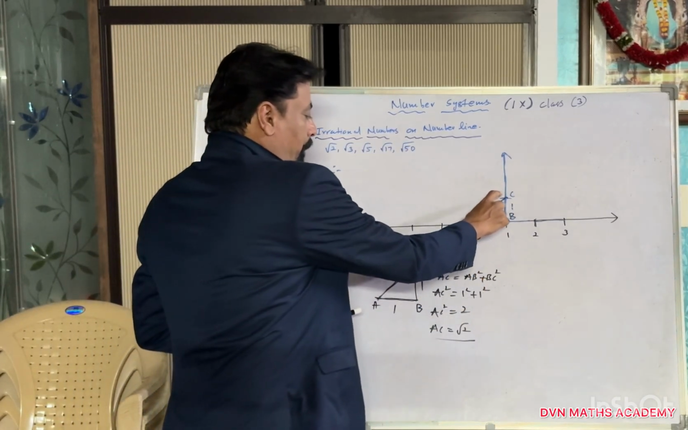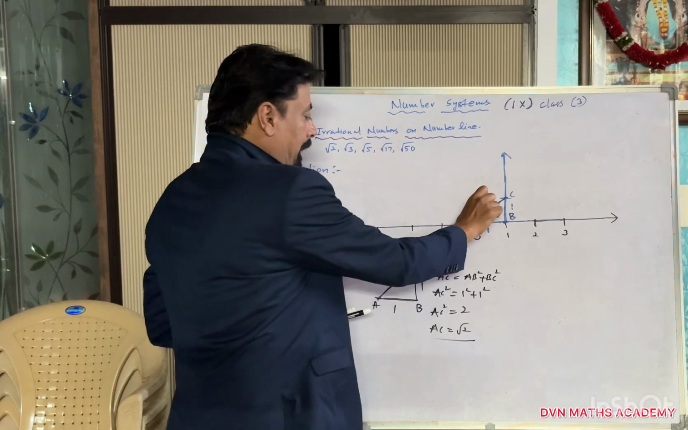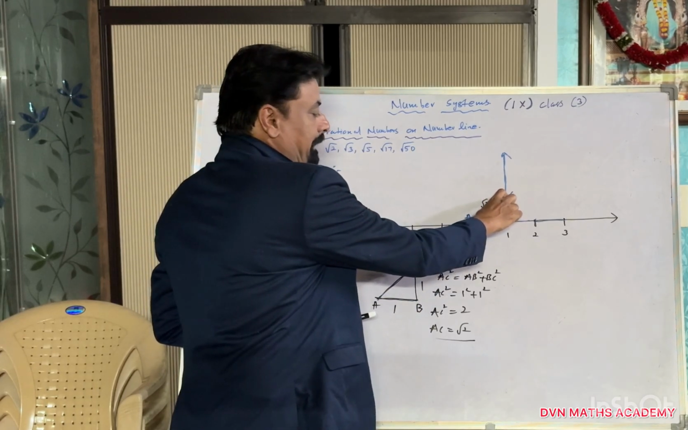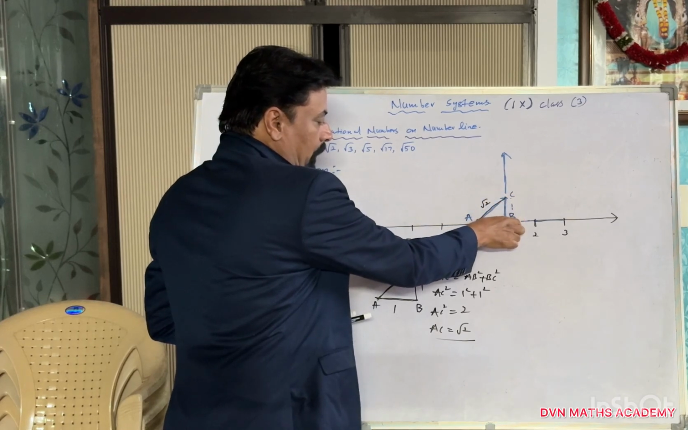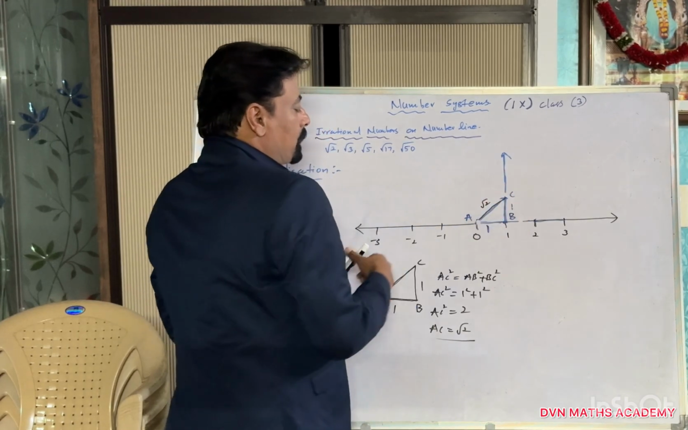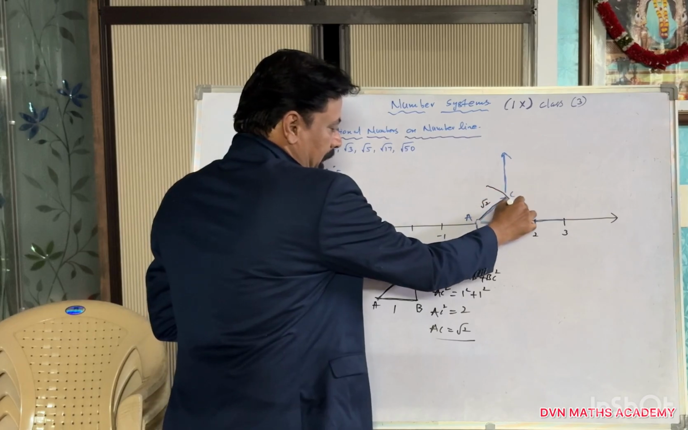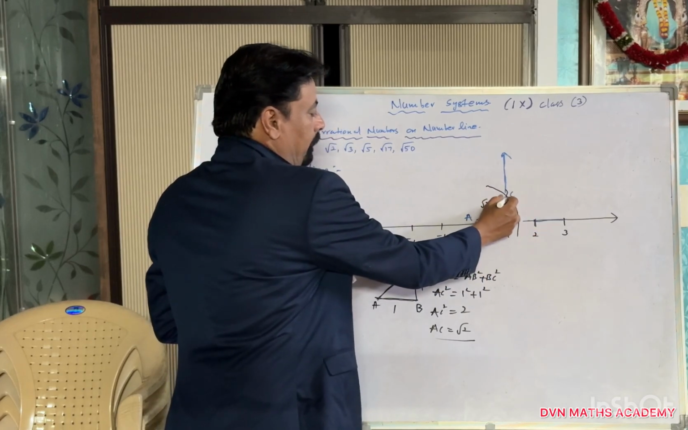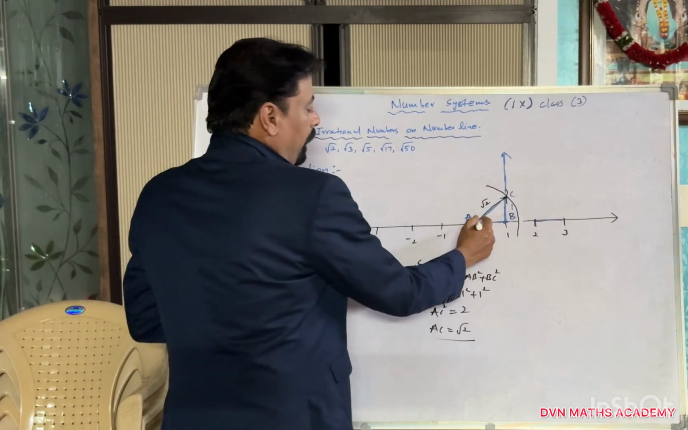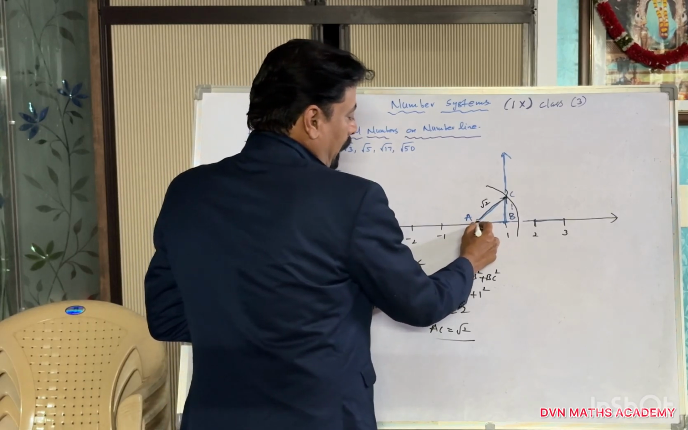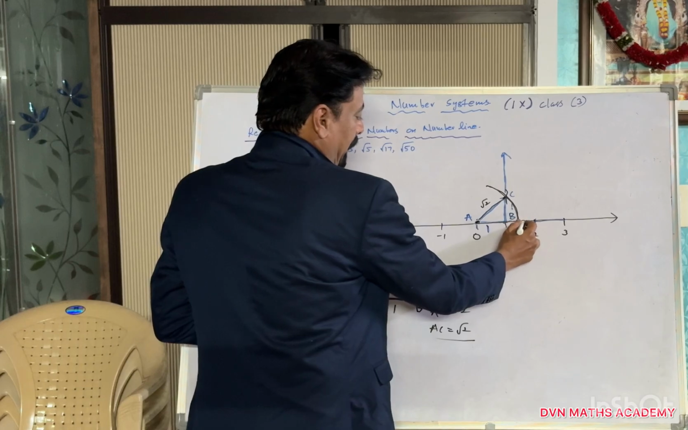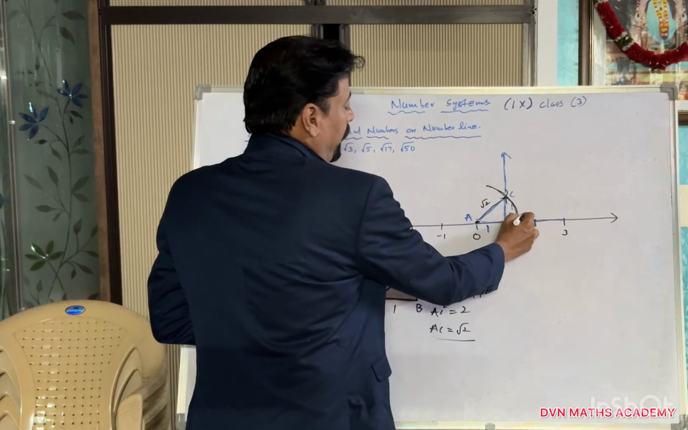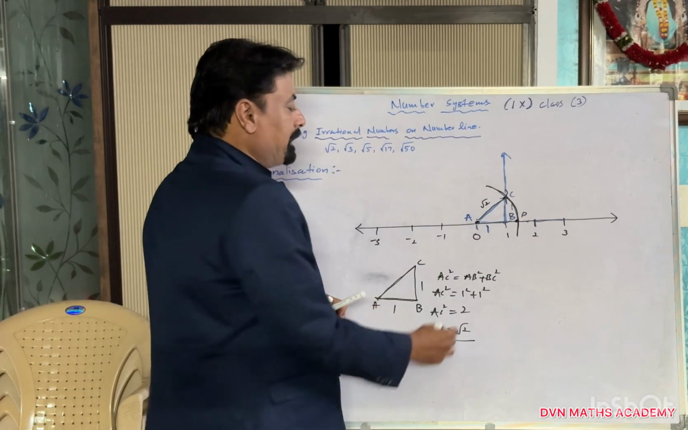You take your compass and you put your needle at A and you put your pencil at C, and using the compass you draw an arc like this. So if you draw that arc, it will be like this. So this is 0 and this arc is intersecting our number line at one point. That point is P. What is its meaning?